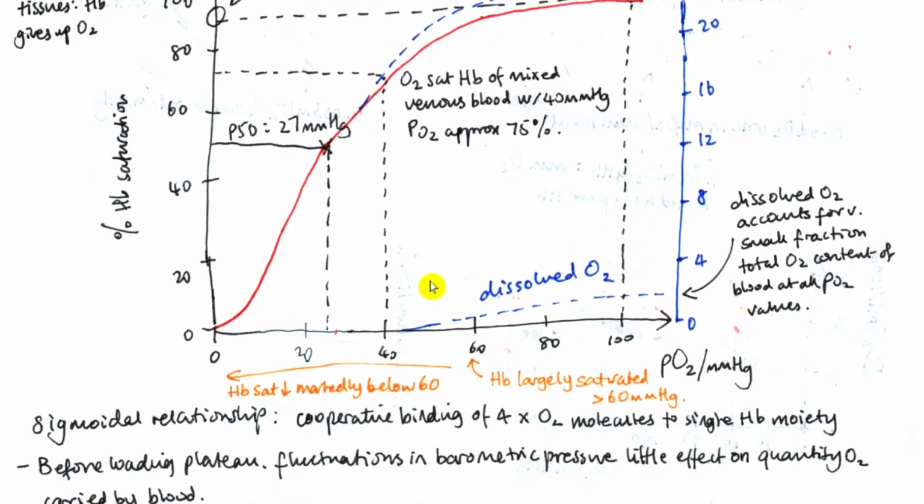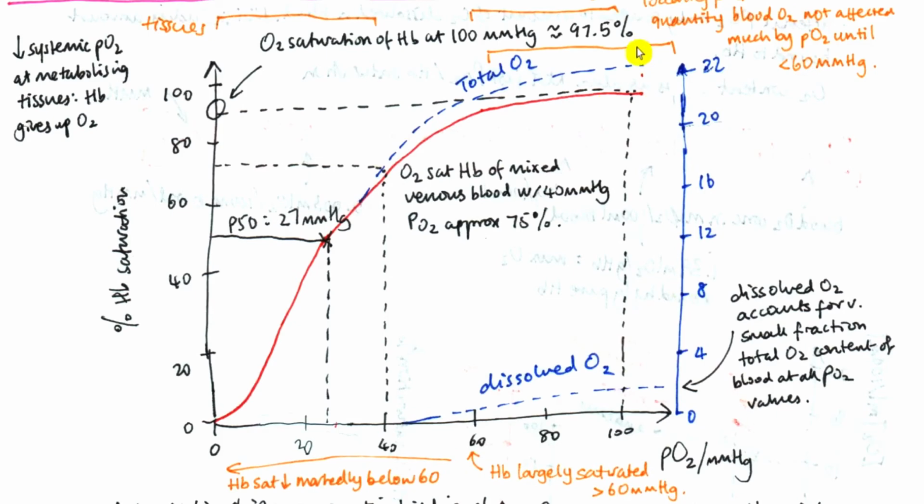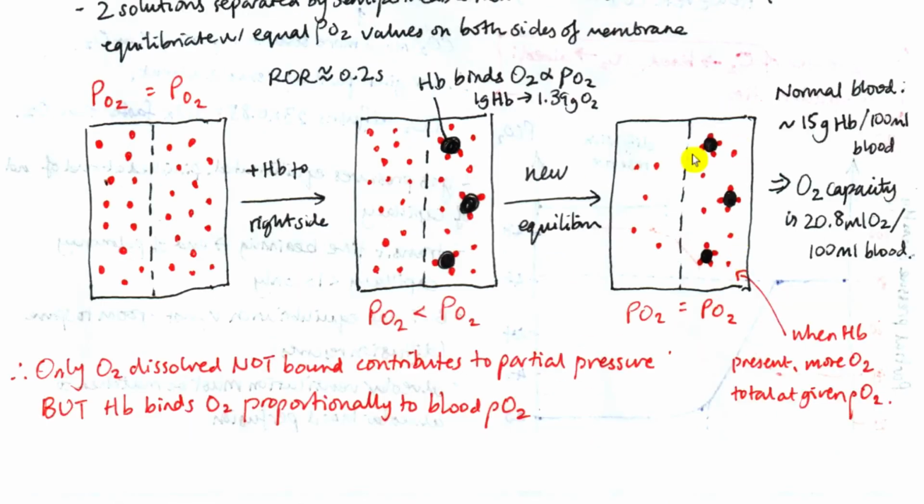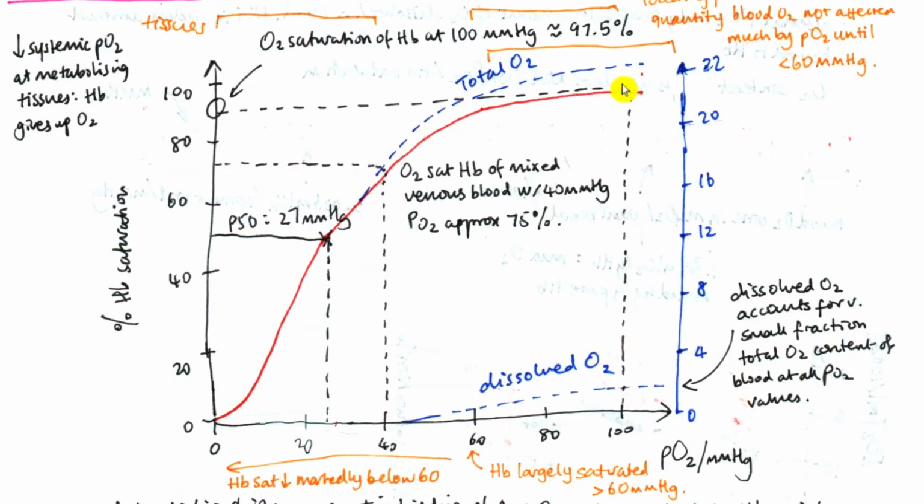Now we have a look at the dissolved and the total oxygen. The amount of total oxygen is going to be slightly higher than the amount of oxygen bound to hemoglobin because of this small amount of dissolved oxygen. We can see that there's the same amount here, so the total oxygen content is made up of the dissolved oxygen content plus the oxygen content bound to hemoglobin.